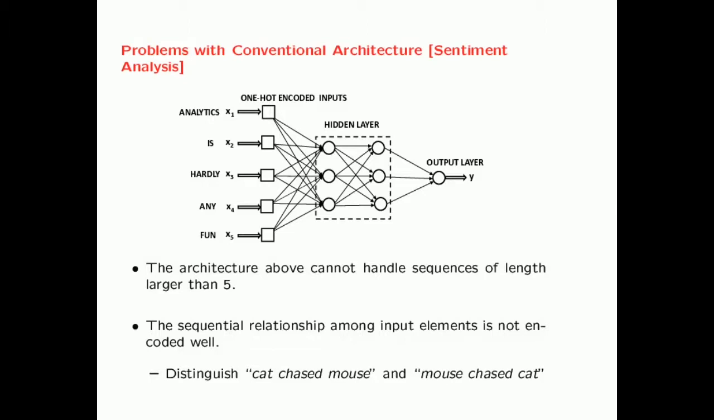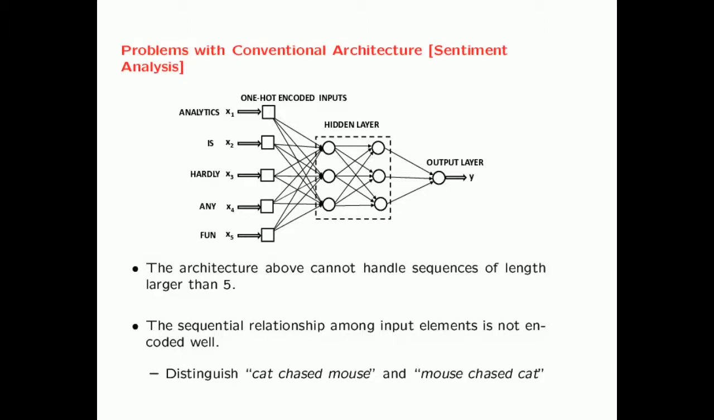So let us now look at why it is so hard to use a conventional architecture in order to process sequences. In order to understand this point, let's look at a specific case of sentiment analysis. Now, it is possible to create a conventional architecture for sentiment analysis of individual sentences. What you can do is that each input might correspond to a specific position in the sentence. So x1 might correspond to the first word, x2 might correspond to the second word, and the inputs might be one-hot encoded.